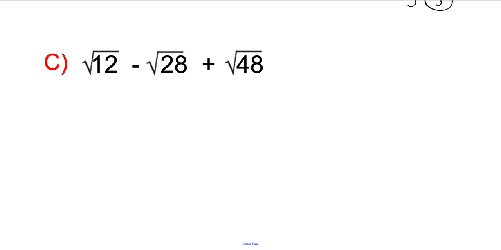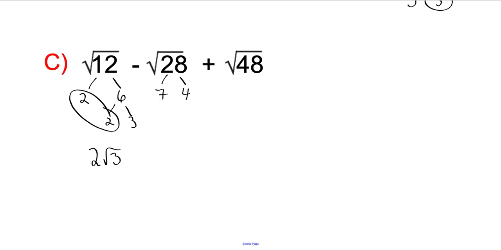So 12, I'm just going to leave all these here and break them down. So 12 is 2 and 6, 6 is 2 and 3. We have a pair of 2's, so this turns into 2 square root 3. 28. Okay, you can do a 2's if you want to, or it's 7 and 4. 4 is 2 and 2. So we have a pair of 2's, so this would be minus 2 root 7.